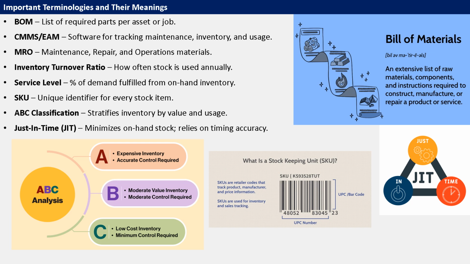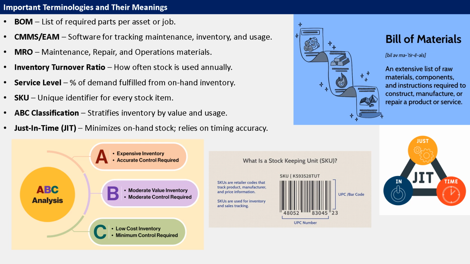MRO, Maintenance, Repair, and Operations, includes all consumables and parts necessary for keeping equipment and facilities running, such as tools, lubricants, and replacement parts. The inventory turnover ratio measures how often inventory is used and replenished within a year. While high turnover is common in production inventory, MRO inventory typically has a low turnover due to infrequent part usage.